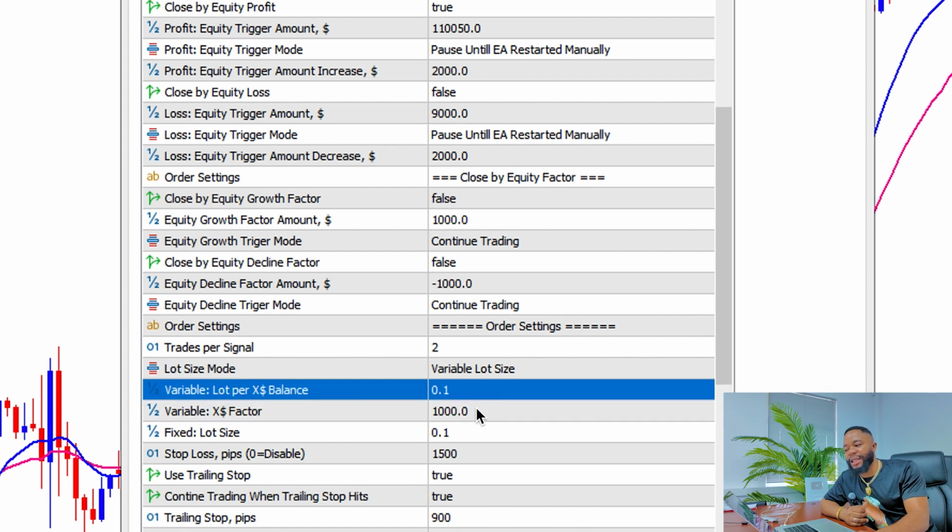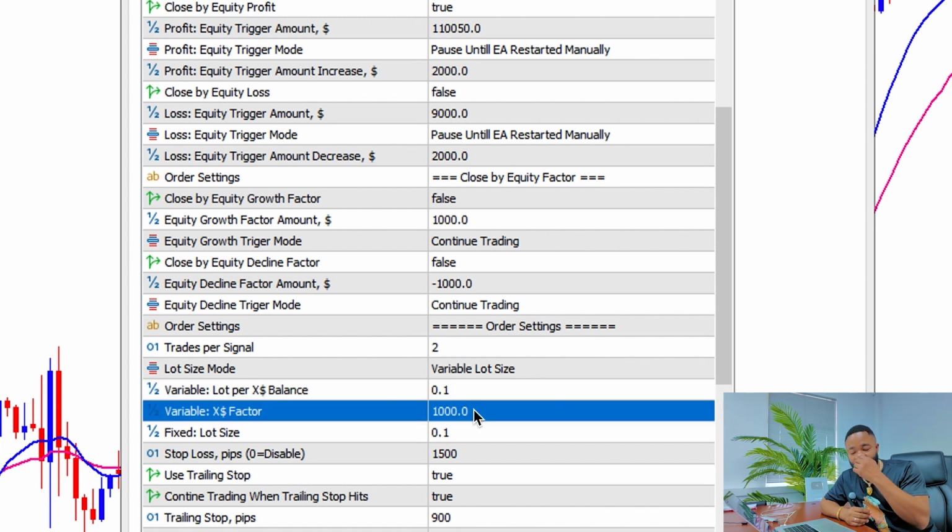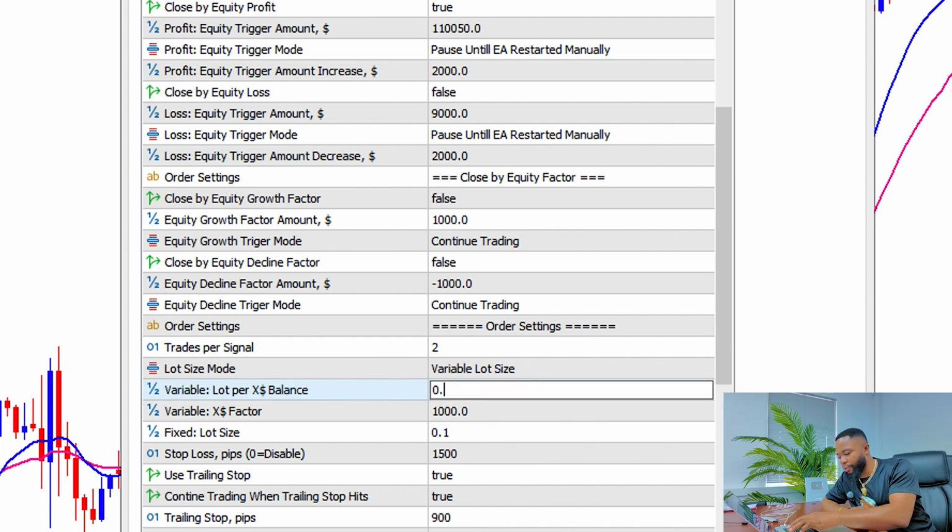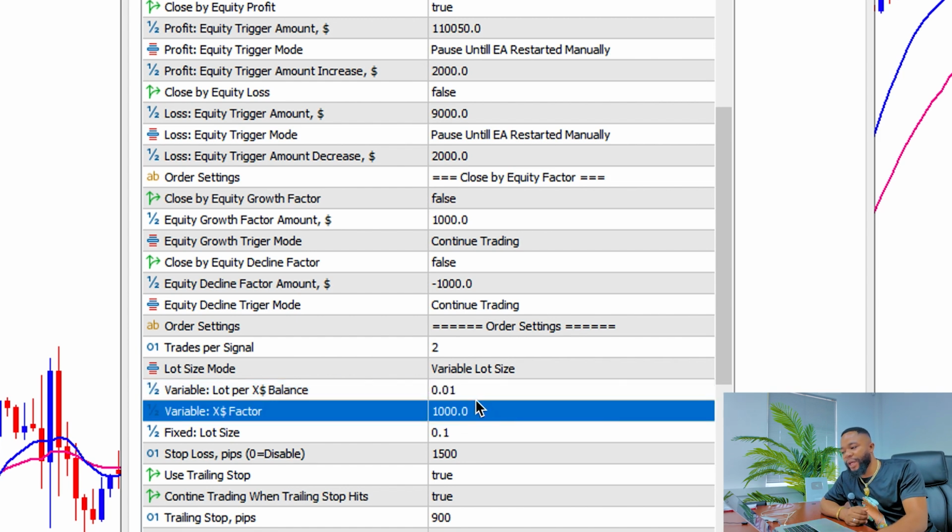And what if the robot, instead of making $1,000, loses $1,000? It drops from $10,000 to maybe $9,000. Let's better put this on 0.01, right? So instead of the robot trading with 0.01, the robot is going to subtract 0.01 from the current lot size the robot is using.